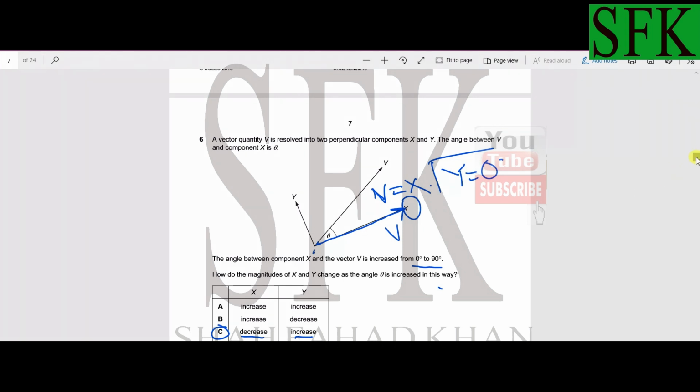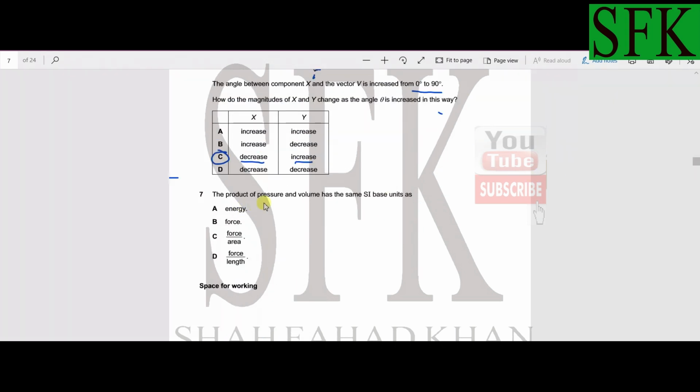Let's move on to the next MCQ. Number 7. The product of pressure and volume has the same SI base unit as? Okay, if we multiply pressure, which is basically pascals, by volume, which is meter cubed, what SI units do we get?